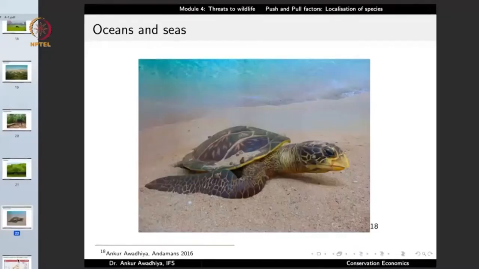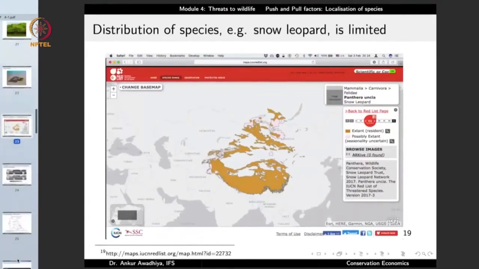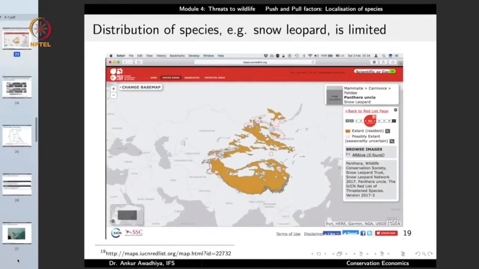And in each habitat, you will find an organism that is found only there and not found anywhere else. Now the question is, we have different habitats, but what governs which organism will be found in which area? Which brings us to the topic of the distribution of species, such as the snow leopard. We are taking this example of the snow leopard. If you plot the locations where the snow leopard is found, you'll get a map such as this.